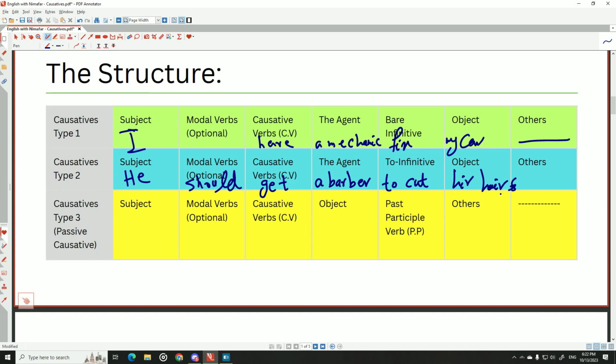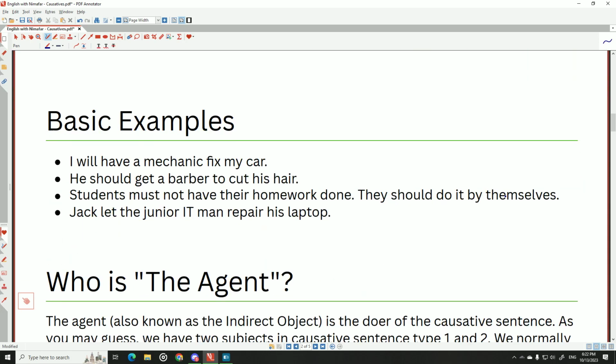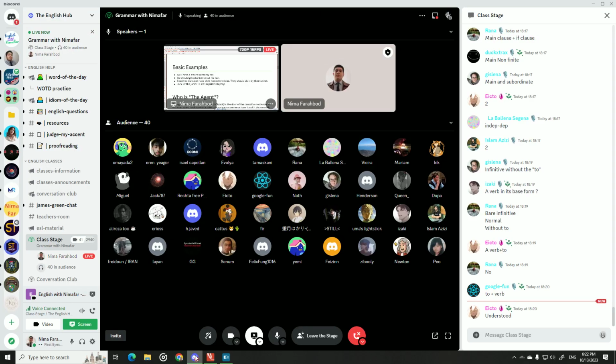He should get a barber to cut his hair for tomorrow. So, he should get a barber to cut. That's the point here. We use to infinitive, not bare infinitive. That's the important part here. And type 3, let's skip type 3 here. So, let's have some basic examples.